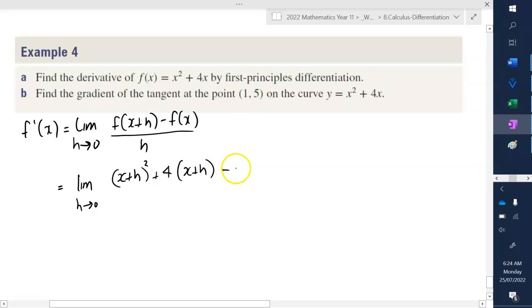I'm going to take away 4 lots of, not take away 4 lots of x plus h. That's our f of x plus h. We're going to take away this, our function, x squared plus 4x. And this is where we need to be really careful because we're taking away the whole of the function here, okay? Taking away the whole of the function means when I open those brackets up, I should have that minus into each of those terms in there. And that's all over h.